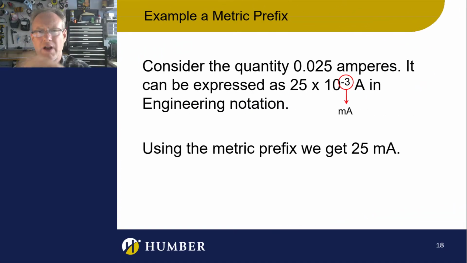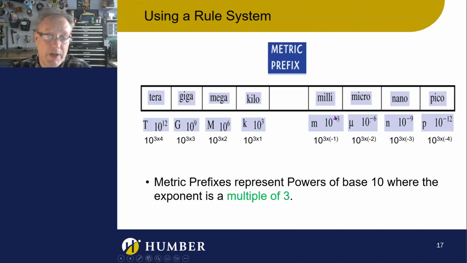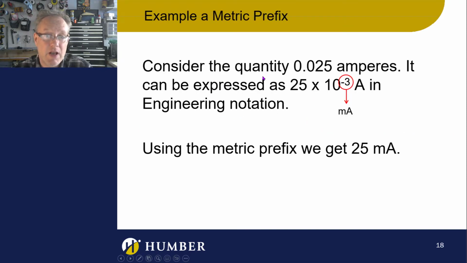So how do we convert engineering notation into a metric prefix? We've got all of these here. We know what the numbers are, and we can just replace the times 10 to the minus 3 with milli. This is an example here. If that's what my calculator says, and by the way, if your calculator says that, it's not set right. We'll talk about that in a minute.